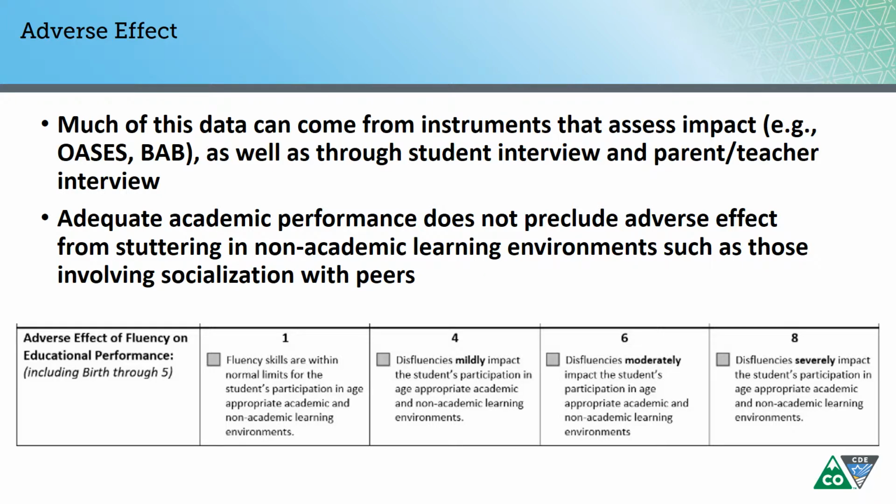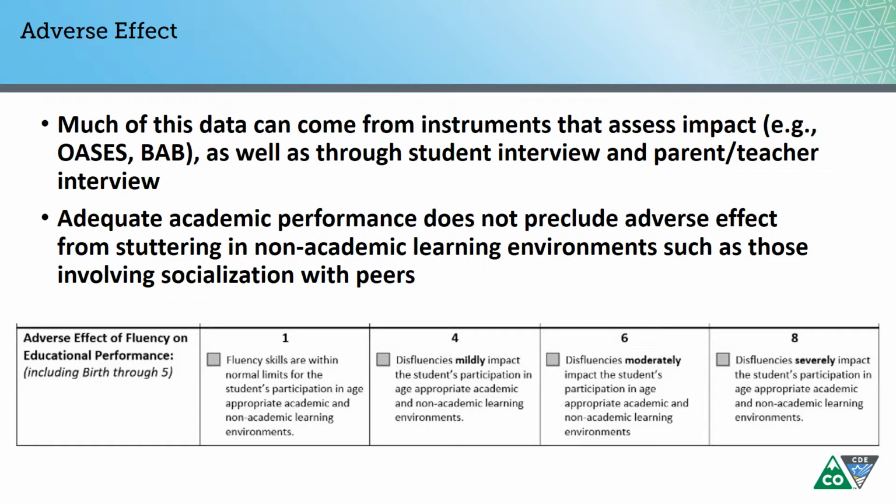You will collect much of the data on adverse effect from informal measures, observations, along with self-report instruments, questionnaires, and interviews. Adverse effect from stuttering or cluttering is typically seen in participation restrictions and activity limitations, as well as in personal and environmental contexts. Participation restrictions could include being ostracized by peers or refraining from talking in class, for example. Activity limitations could include struggling to read out loud, for instance.